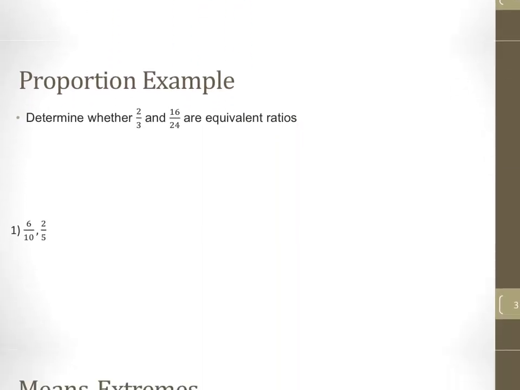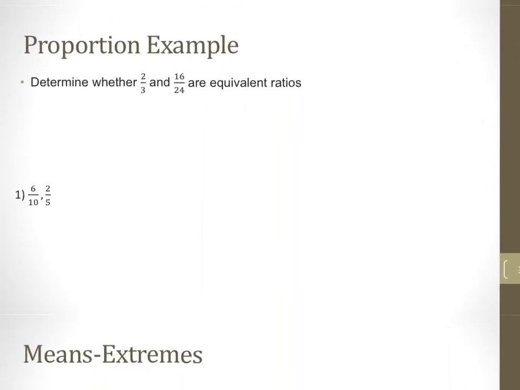Now, proportions are when you're comparing two different ratios. In this one, you're trying to figure out if two different ratios are equivalent or are the same ratio. So, again, a ratio is just a number over another number. So each of these two things, these numbers right here, are ratios. You have 2 over 3 and you have 16 over 24. What we want to know with proportions is, are these two ratios the same ratio? Are these two ratios the same number?